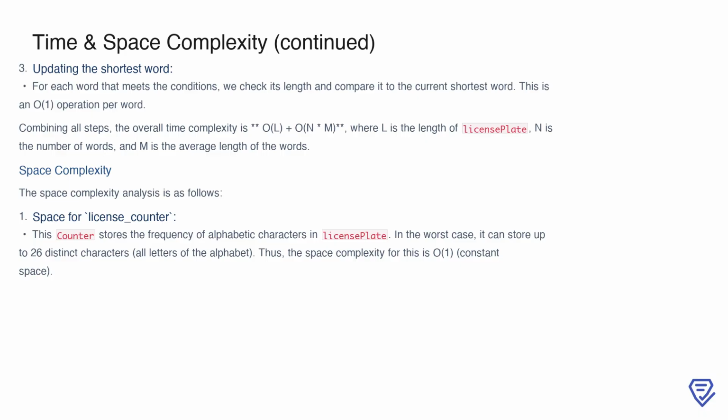Next, we analyze the space complexity. The license_counter stores the frequency of characters in license plate. Since the maximum number of distinct characters is 26 for the English alphabet, the space required is constant, or O(1).